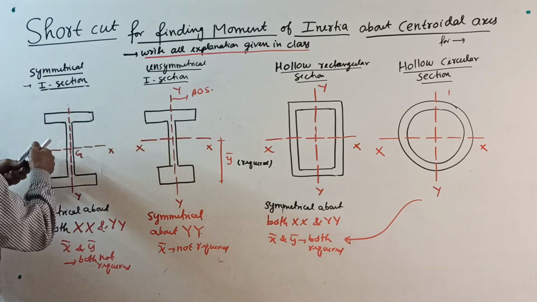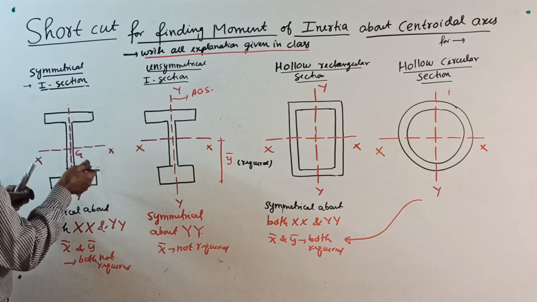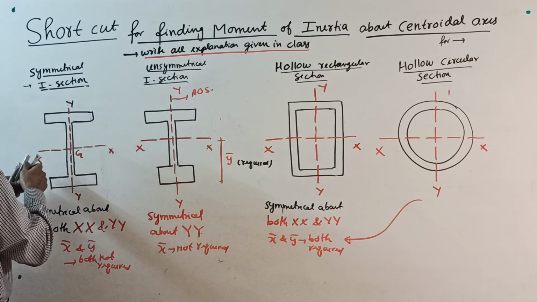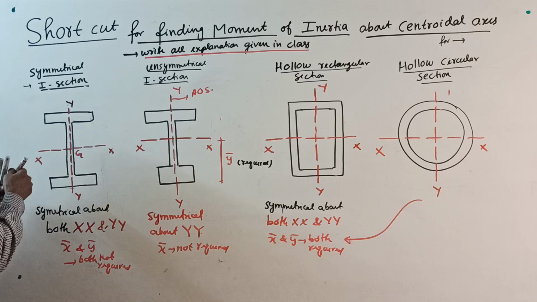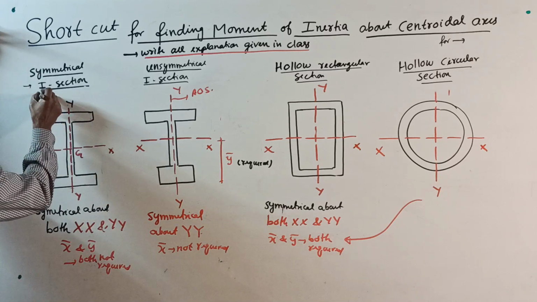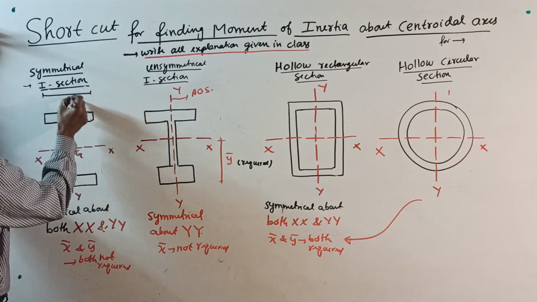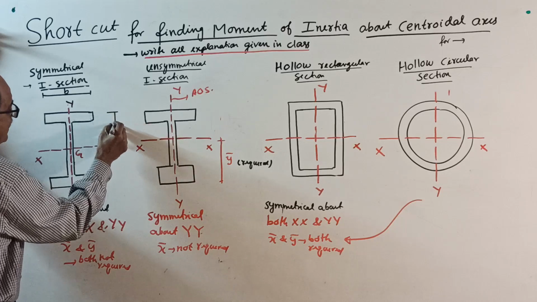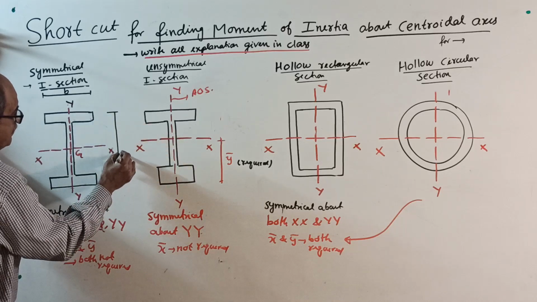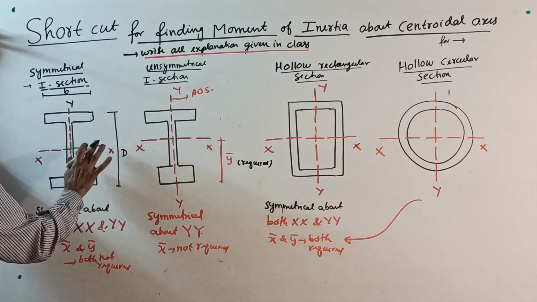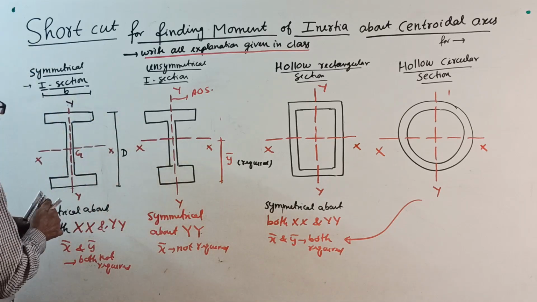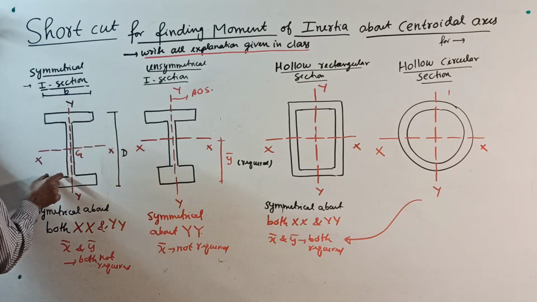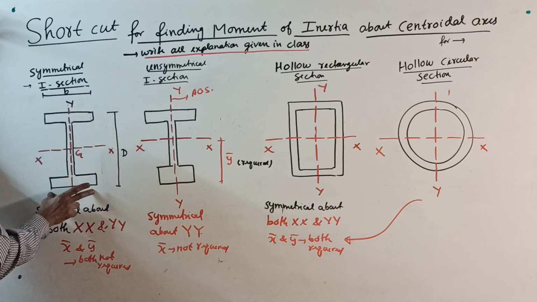If I call this yy, I will do one thing now. This width I will simply call b. Total depth I will call capital D. Then symmetrical means this should be equal to this one. This width should be equal to this width.